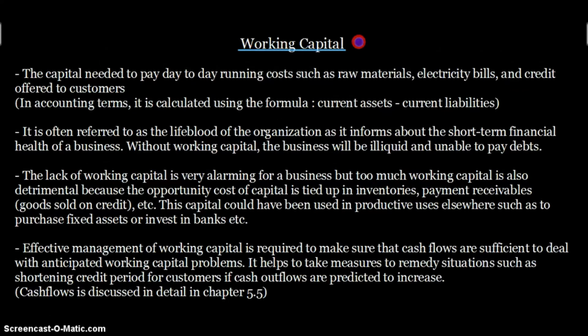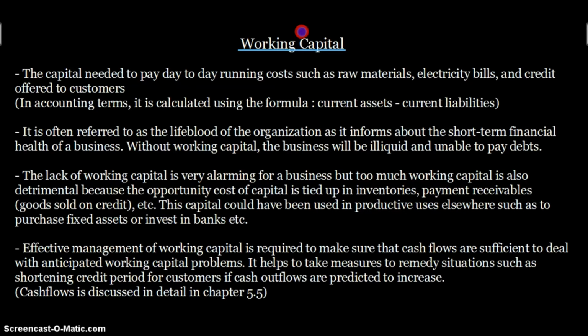First, let's look at the definition of working capital. It is basically the capital needed to pay for your day-to-day running costs, day-to-day expenses such as purchasing raw materials, paying for electricity bills, and credit offered to customers is also counted as your working capital. In accounting terms, it is calculated using the formula current assets less current liabilities. So if you remove current liabilities from your current assets, then you will have your working capital.